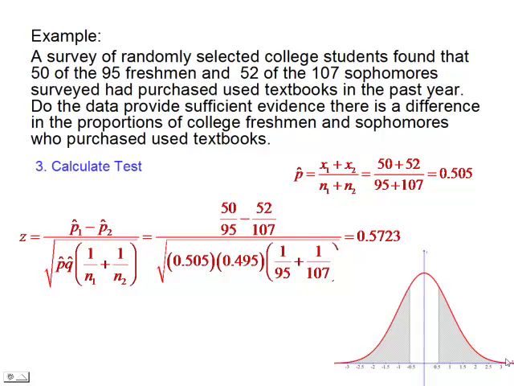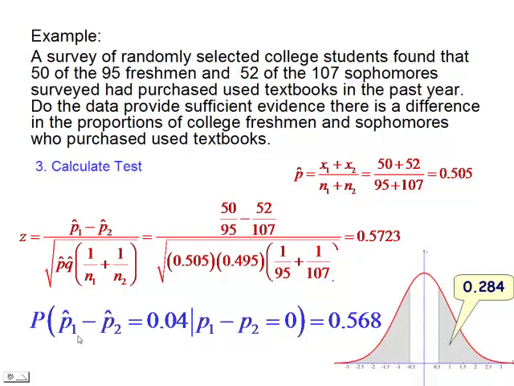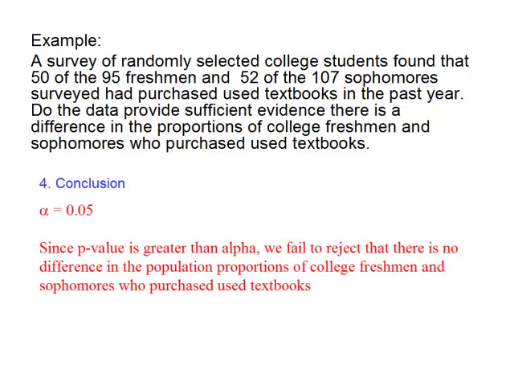Drawing our normal curve, shading both sides since we have a two-tailed test. One side is going to give me a p-value of 0.284. The probability that our sample proportion difference is 0.04, given that our population proportion difference is 0, is 0.568, which is double the right side p-value. So our conclusion is we're going to use an alpha of 0.05. Since the p-value is greater than alpha, we fail to reject that there is no difference in the population proportions of college freshmen and sophomores who purchase used textbooks.